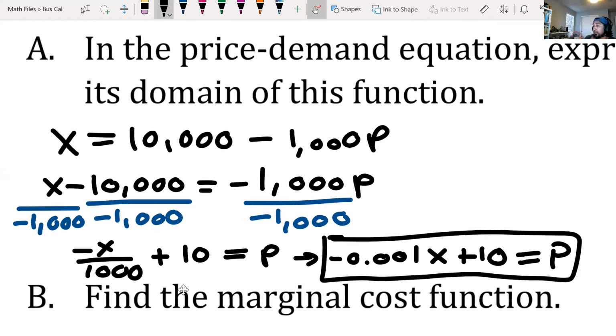Everybody good? How did you change it to a decimal? Just 1 over 1,000. Okay. Negative 1 over 1,000. Yeah, negative 1 over 1,000. Okay, got you. There you go.